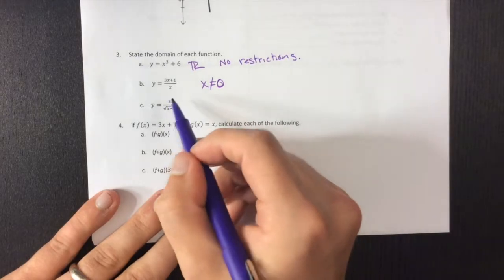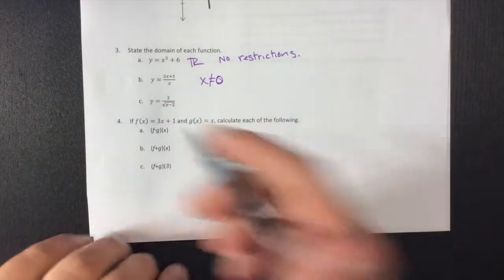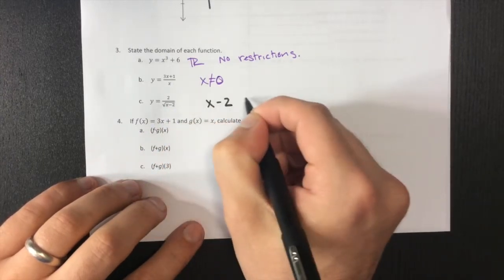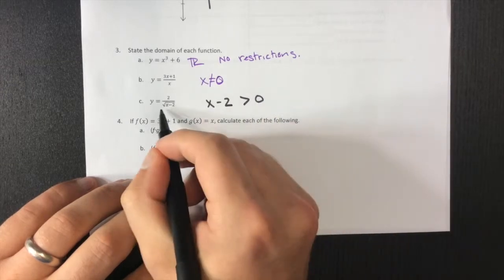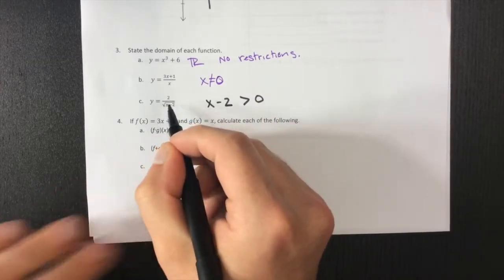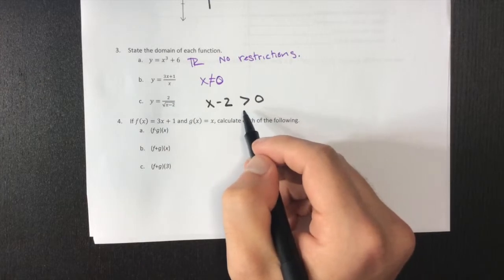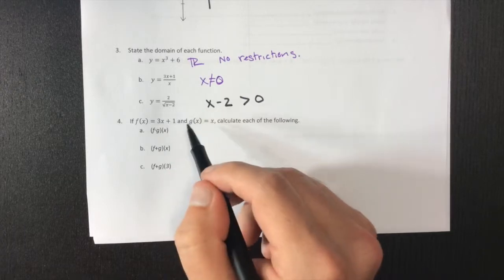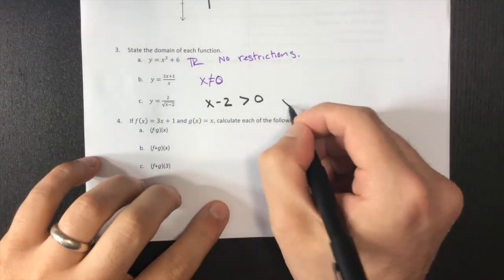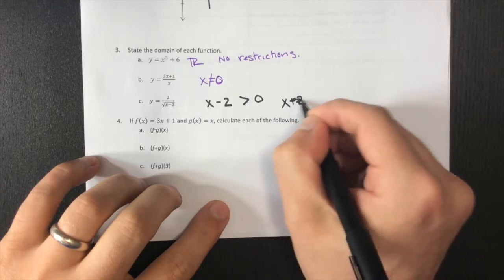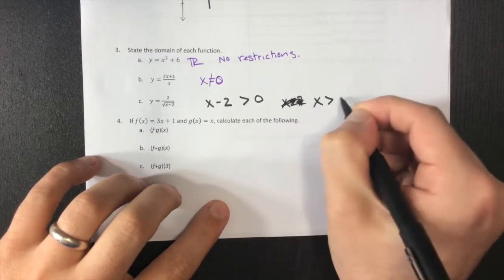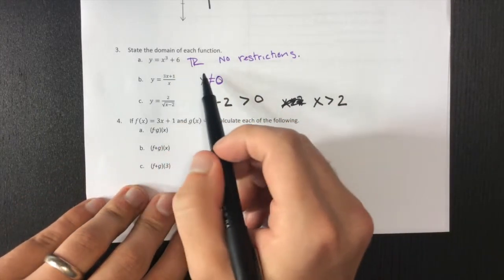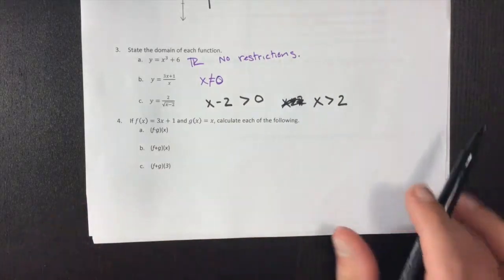For c, we have a fraction and a square root. Normally we don't want square roots to be negative, so we take whatever's underneath the square root sign and make that greater than or equal to 0. But we also know that it's in the denominator, so instead of greater than or equal to, we're going to write greater than, because if it was equal to 0, then it would be undefined. Simplifying this, I'm just going to add 2 to the other side. So x is greater than 2. And that's my domain for each one of these. And notice, by the domain, we mean the x values.